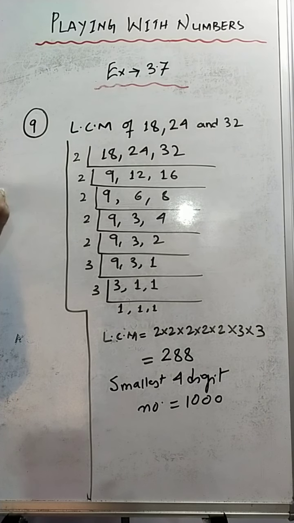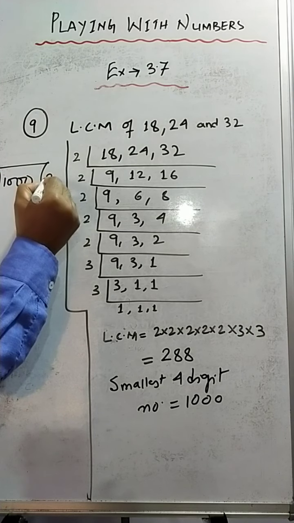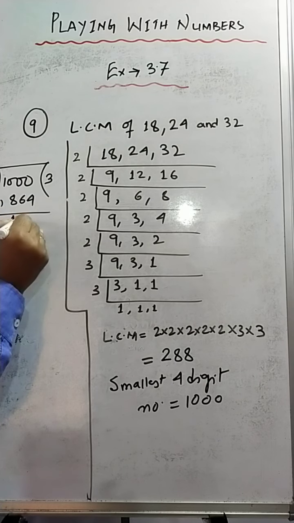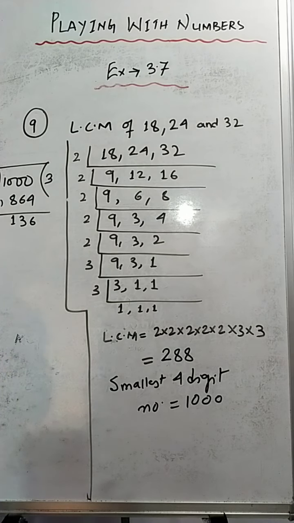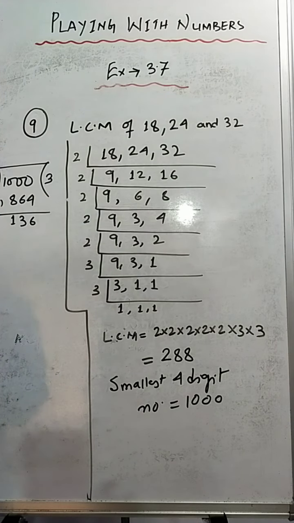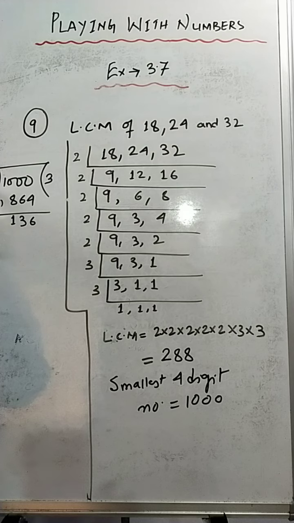So 288 divides 1000. The first number would be 288 into 3, which is 864. Now if I subtract, I get the answer 136. So we can see that 1000 when divided by 288 gives the remainder 136. Fine. So this number is not divisible. So how do we get that 4-digit number which is exactly divisible by 288?